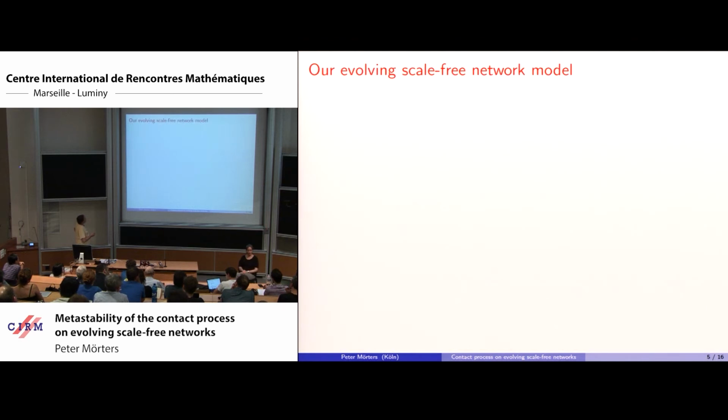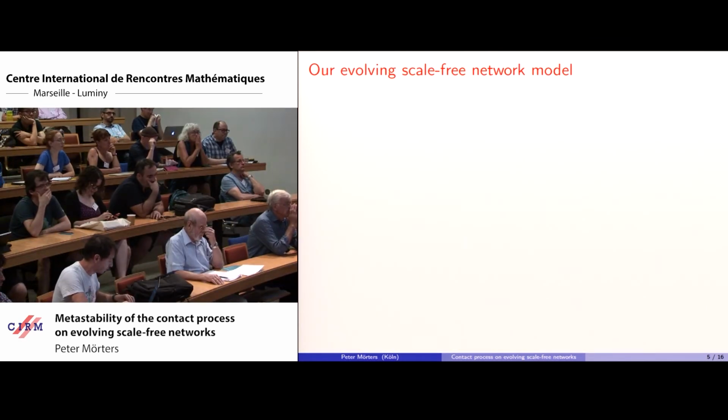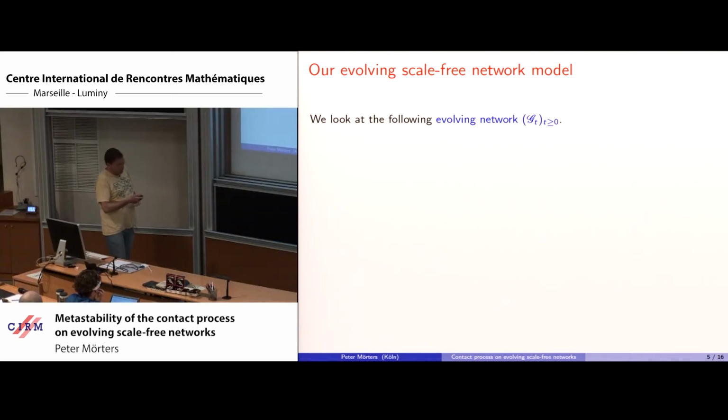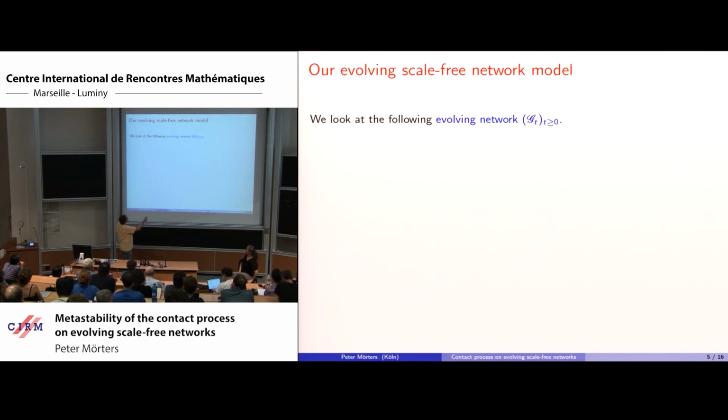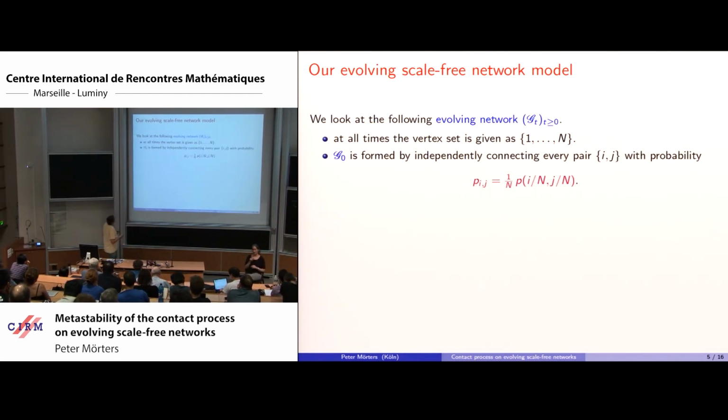So let's say how I let the network evolve. I want to put a stationary distribution on this. I now have a dependence on a continuous time parameter t in my graph. So the vertex set is always 1 up to n, which will still go to infinity. At time 0, I independently connect every pair ij with the same probability as before. And now I evolve the network.